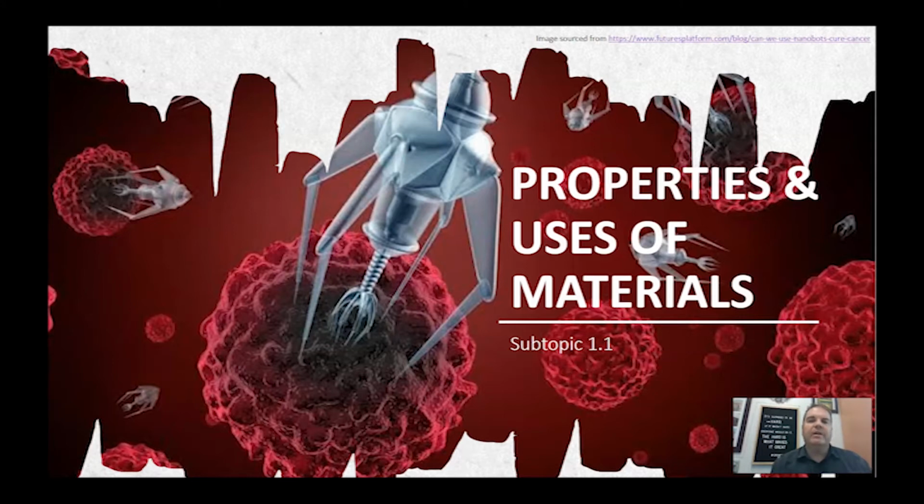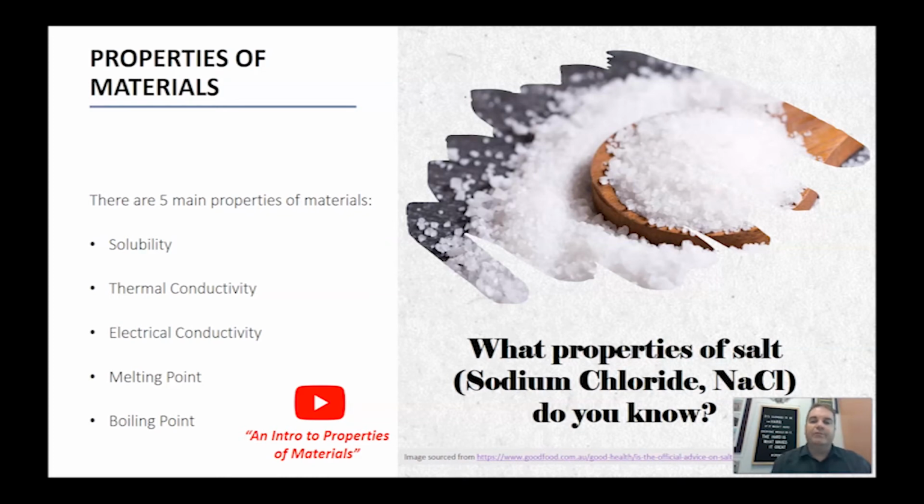All right, so first off, we're going to be having a look at properties and uses of materials. This video here is an example of a nanobot, something that they're looking at developing to help fight diseases, so viruses and things like that as well. We're just going to be having a look at some of the different properties of materials and sizes of materials as well. So there are 5 main properties: solubility, thermal conductivity, electrical conductivity, melting point, and boiling point.